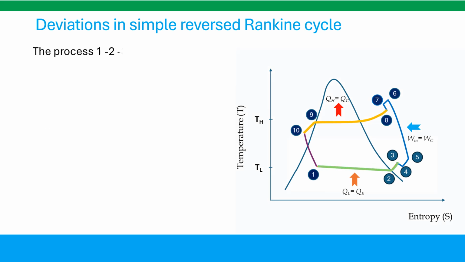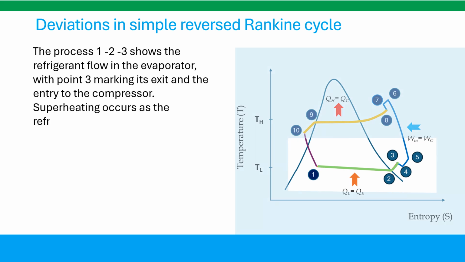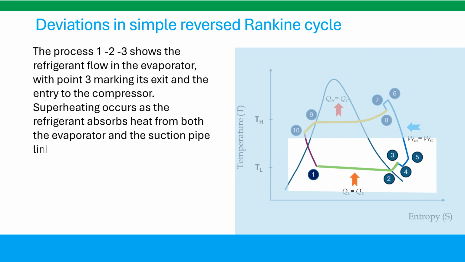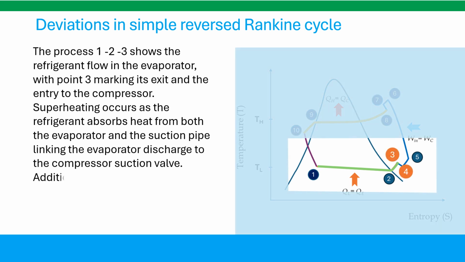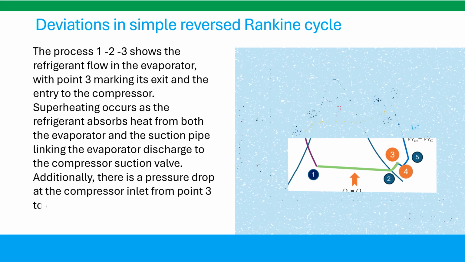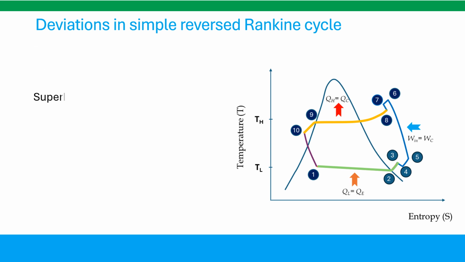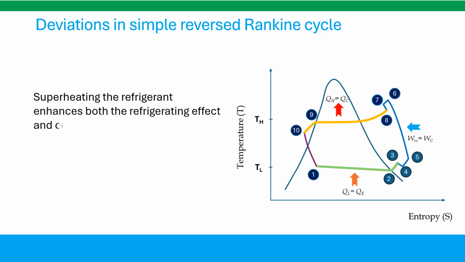The process 1-2-3 shows the refrigerant flow in the evaporator, with point 3 marking its exit and the entry to the compressor. Superheating occurs as the refrigerant absorbs heat from both the evaporator and the suction pipe linking the evaporator discharge to the compressor suction valve. Additionally, there is a pressure drop at the compressor inlet from point 3 to 4, caused by the suction effect of the compressor. Superheating the refrigerant enhances both the refrigerating effect and compressor work.